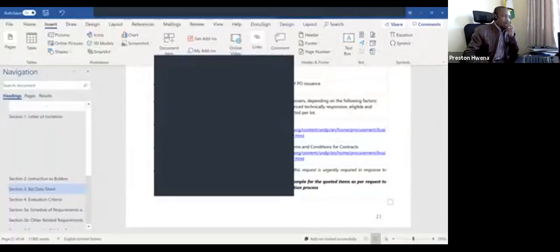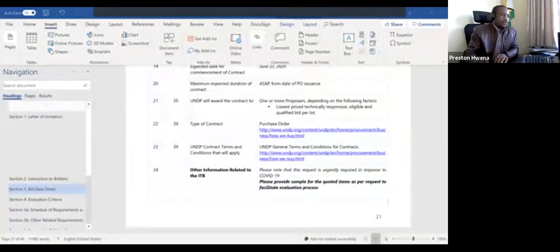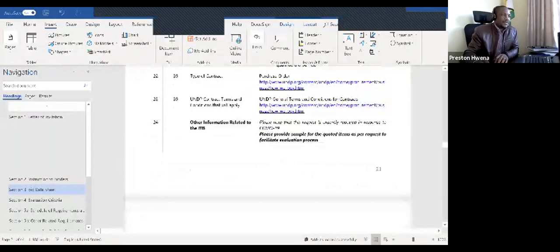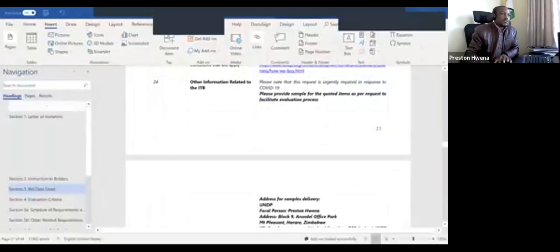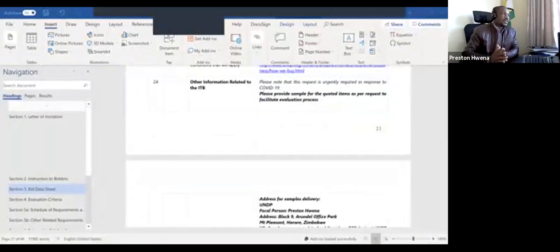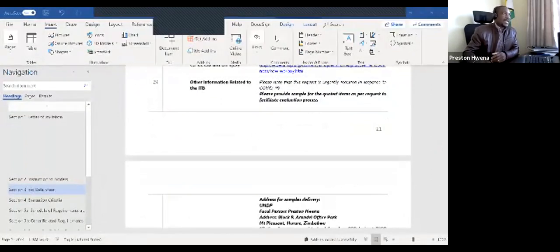All right, I'll continue. Other information: please provide for the quoted items, to facilitate the evaluation process, samples. Samples will be required as per the listed item.